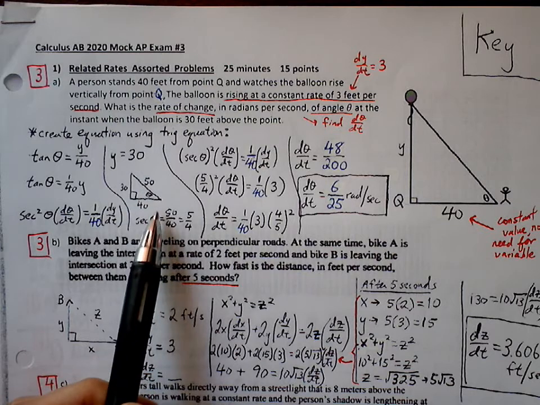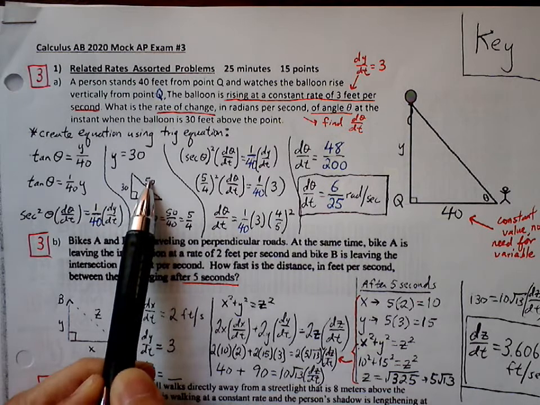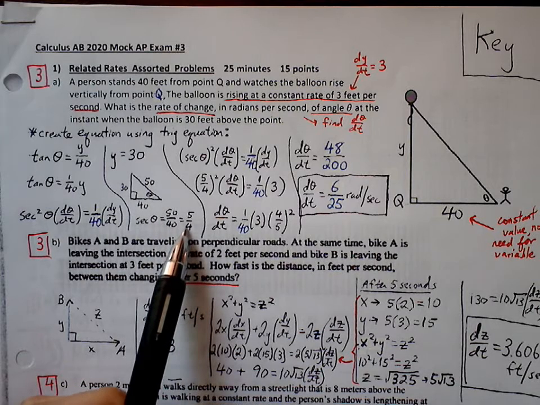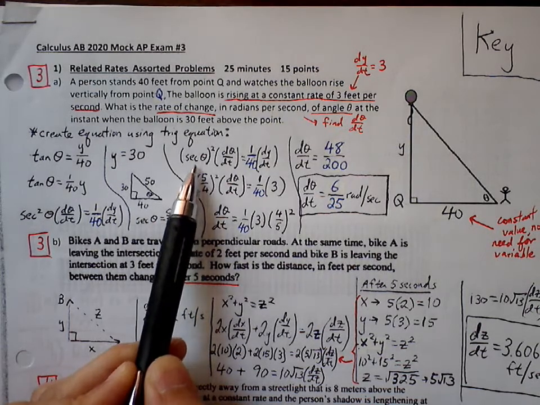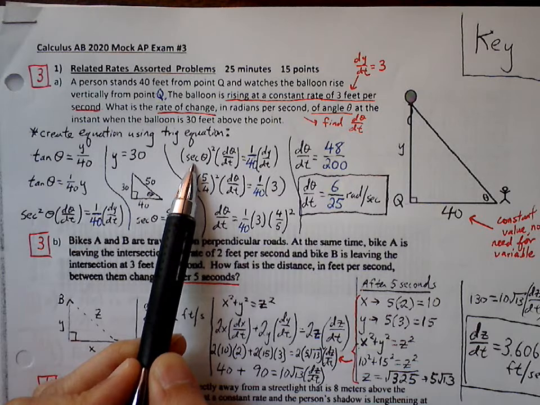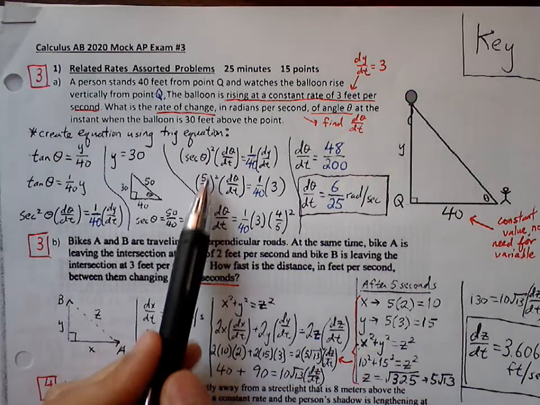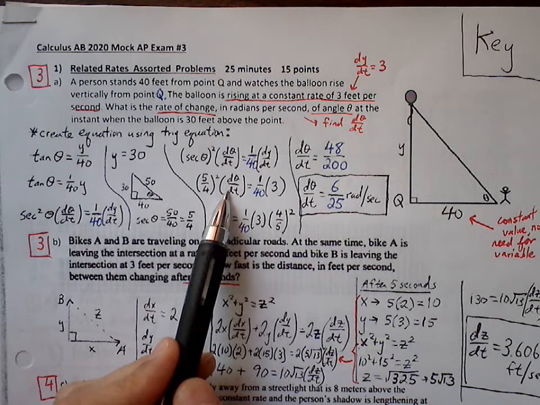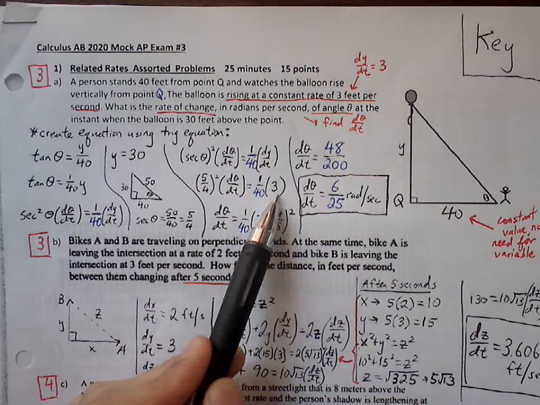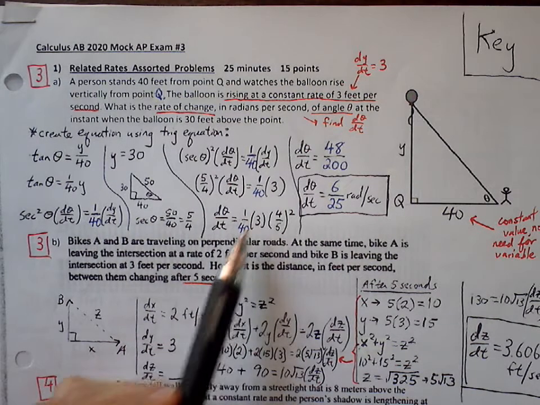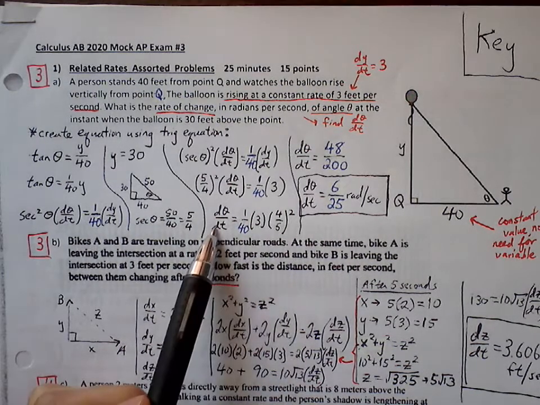And then secant theta is just hypotenuse over adjacent. 50 over 40 reduced to be 5 over 4. We can place that for the secant of theta. So we say (5/4) squared times d theta dt is equal to 1 over 40th times 3 being the dy dt. And now we can just move things around to solve for d theta dt.